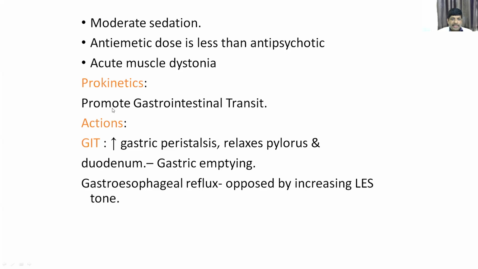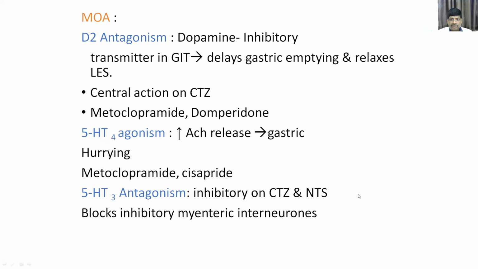Next is prokinetic. It promotes gastrointestinal transit. Peristalsis movement increases so that the gastric content transfers from the stomach to the small intestine fast, and then there is nothing left in the stomach, and thus the anti-emetic effect is generated. So it relaxes pylorus and duodenum, gastric emptying increases. So this is the mechanism. So this short mechanism you are supposed to write. Gastroesophageal reflux is opposed by increasing lower esophageal sphincter tone.